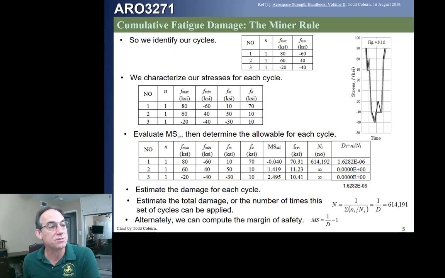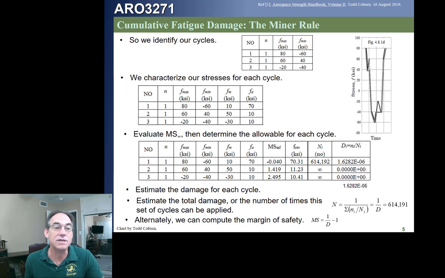Now, if this part was only exposed to the first cycle, it'd be good for 614,192 cycles. If it experienced all of them, it will be able to withstand 614,191 cycles of the entire thing. Now, you might ask yourself, why did the number of cycles not change? Well, the reason is because cycles 2 and 3 in this particular example didn't cause any damage. In other cases, it will have a different life based on all the cycles that occur.